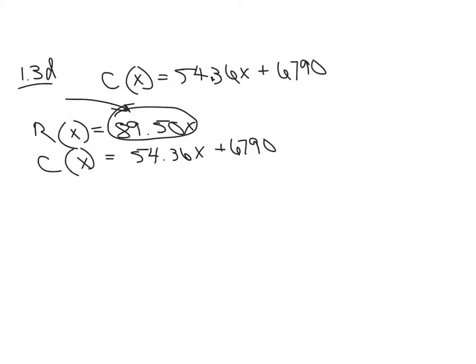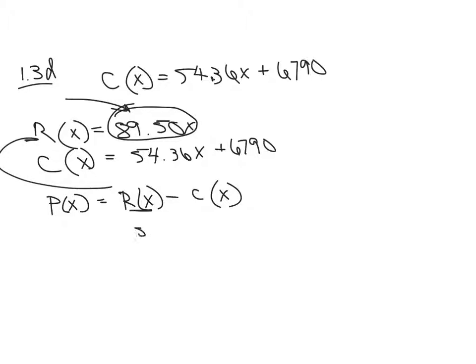So find the profit function. So remember, this is the exact same thing we did earlier. So profit function, remember, it's P of X equals revenue of X minus the cost of X. Again, that's top of page 52. They give that to you. So let's go ahead and do this. Revenue, R of X, well, they gave it to us right there. 89.50X minus C of X, which is 54.36X plus 6,790.